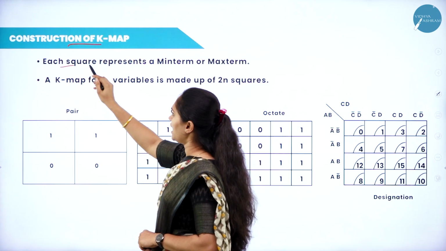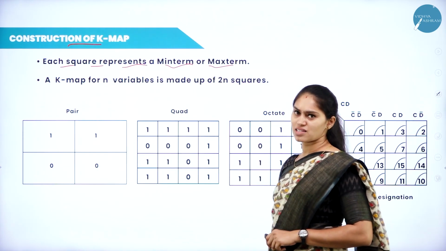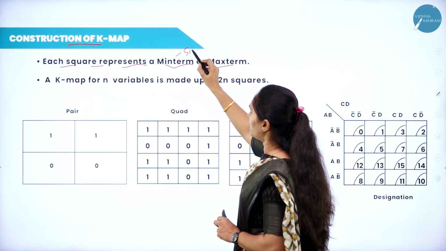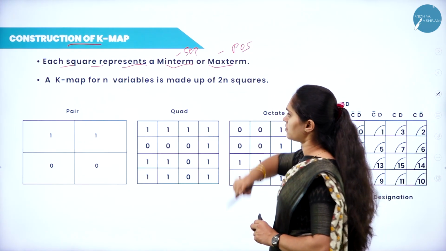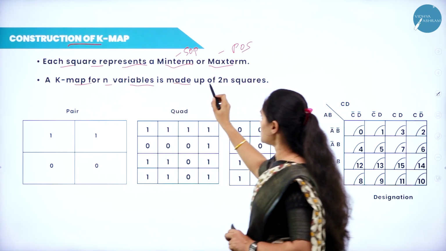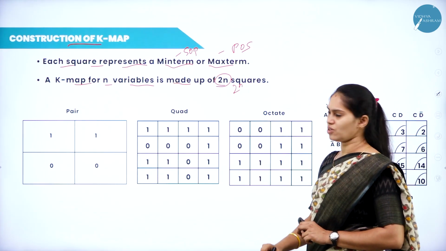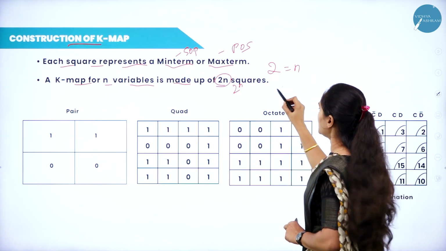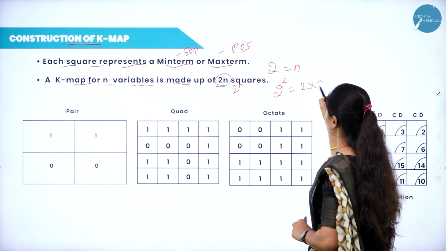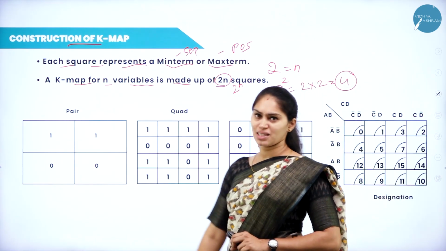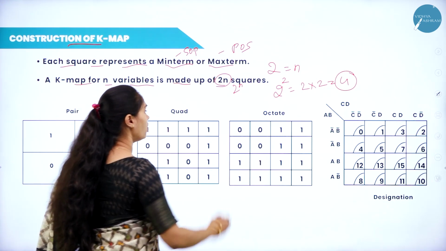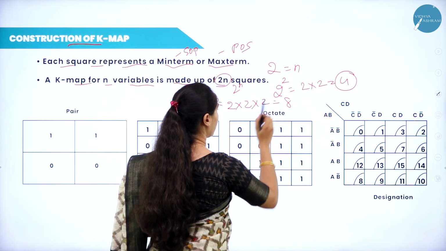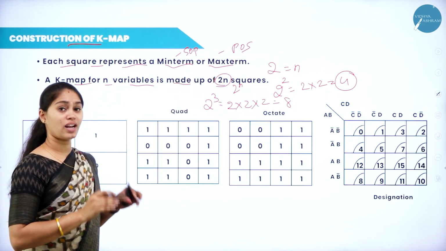What is the first point? Each square represents a min term or a max term. Already we got to know regarding min term and max term. This is sum of product, and this is product of sum, right? Then a K-map for n variables is made up of 2 power n squares. For example, if I have 2 variables, that is my n value, then 2 power 2, that is 2 into 2, so it will have a maximum of 4 cells only. If I have 3 variables, then 2 power 3, 2 into 2 into 2, it will be 8. So I can have 8 boxes or 8 cells.